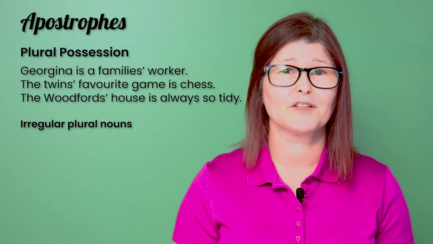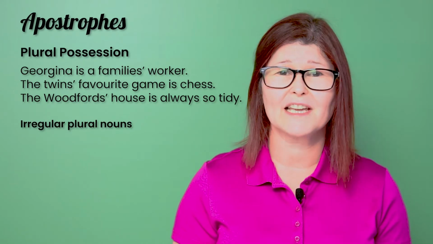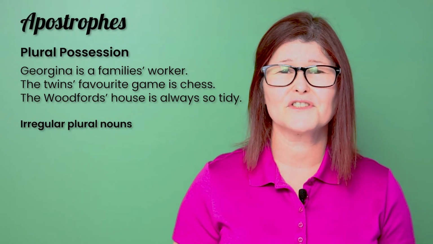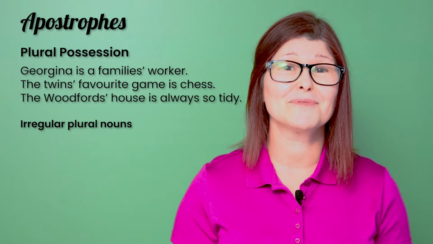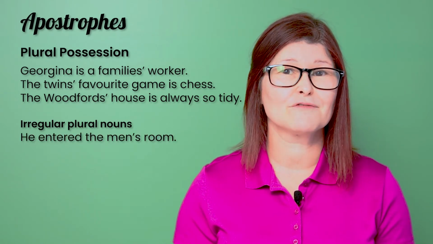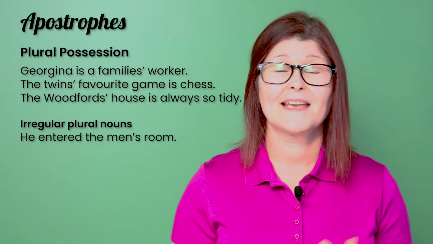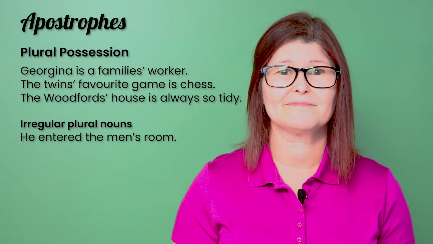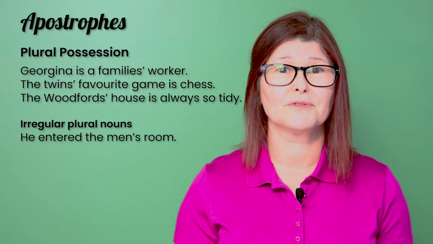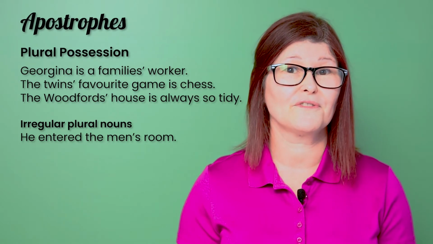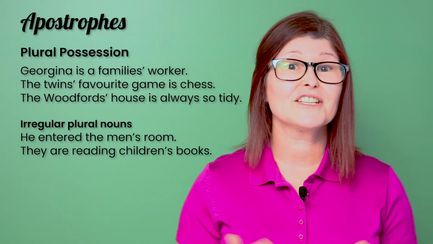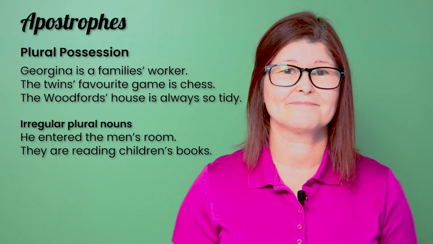For irregular plural nouns that don't end in S, it's a different story. For example, he entered the men's room. We use an apostrophe S after men. It's the same with children. Children is already plural, so we add apostrophe S. They are reading children's books.